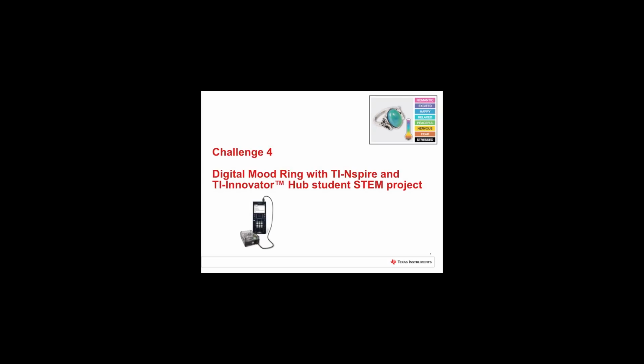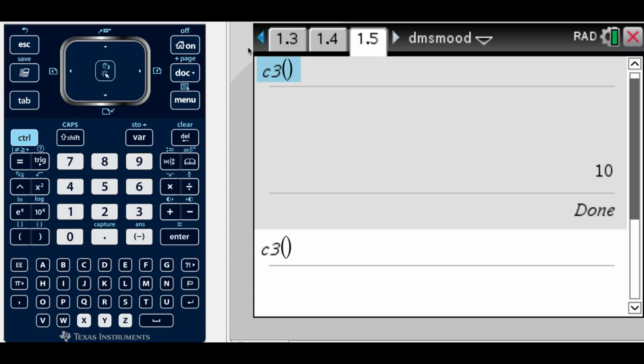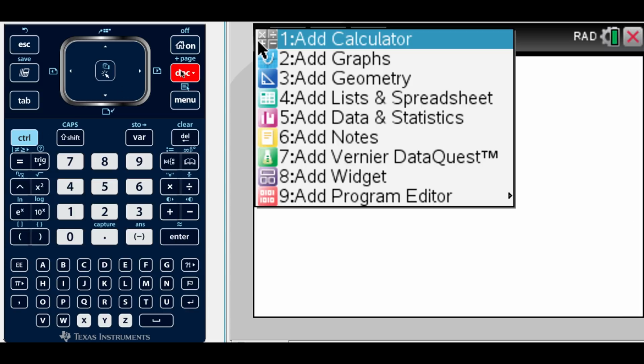Welcome to Challenge 4. We will write a program to connect, read, and display values from an external temperature sensor. Look at Challenge 4 in the Digital Mood Ring by Challenges document. Press Ctrl, then the dot key with the plus page as the blue control function. Now select 9, Program Editor.